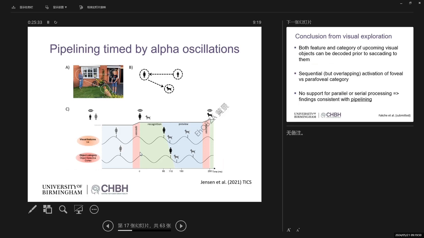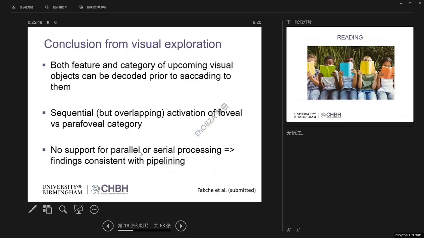So this is early days, so we don't have full evidence for that, but at least the data are consistent with this. We don't have strict serial processing. We do not have strict parallel processing, but possibly we have pipelining going on. So to conclude this first part of the study, what we can show is that we can process both feature and category in the parafovea of objects before we saccade to those, right? There has already been some indications in the literature demonstrating that's possible, but now we also have the time course for this. And we can show that this goes on relatively fast.